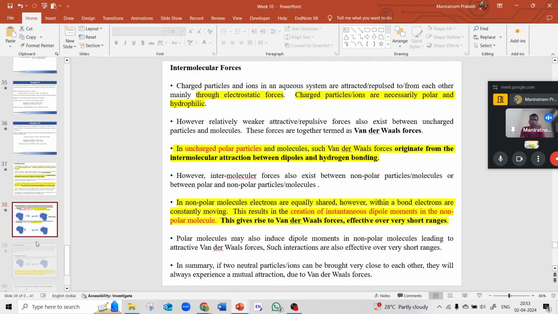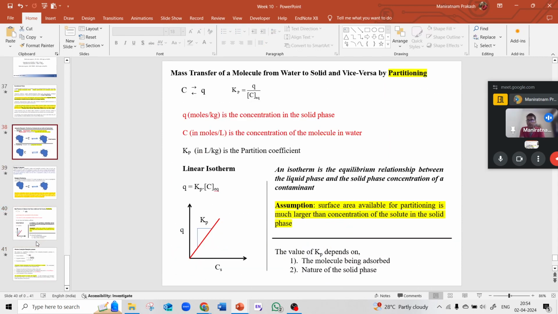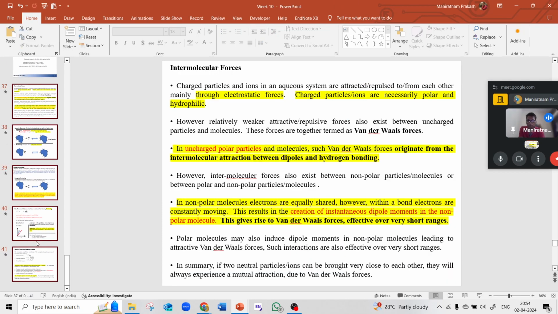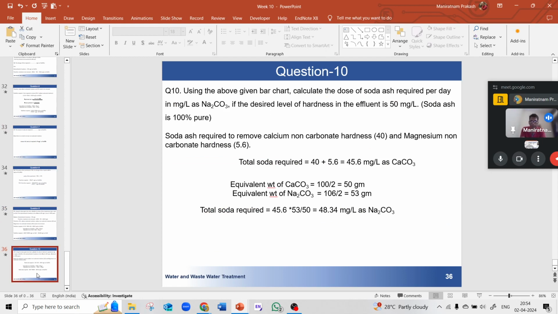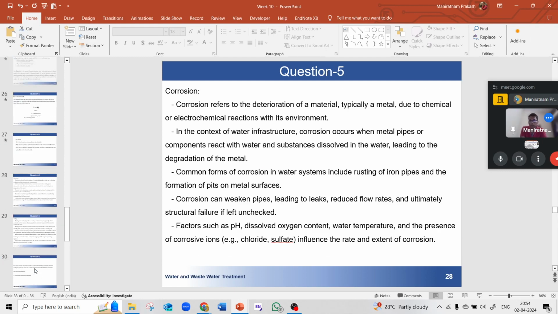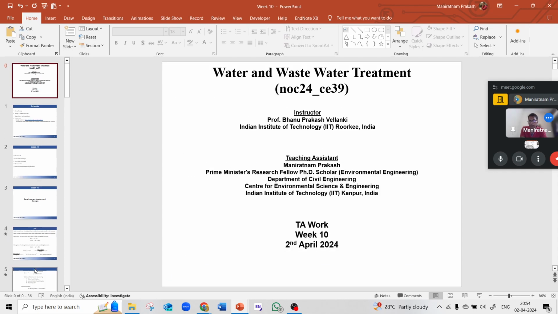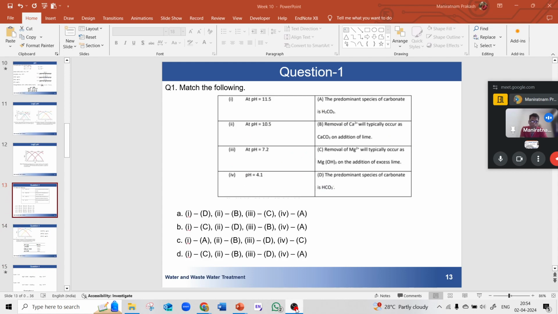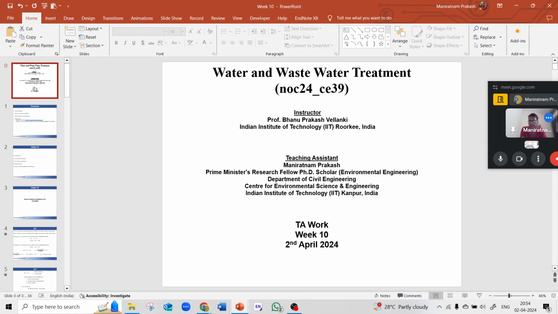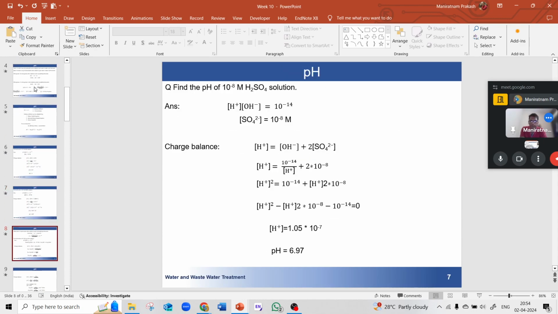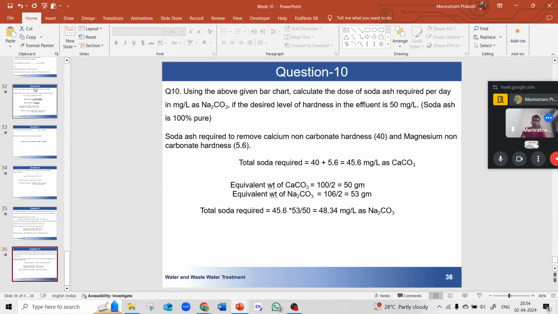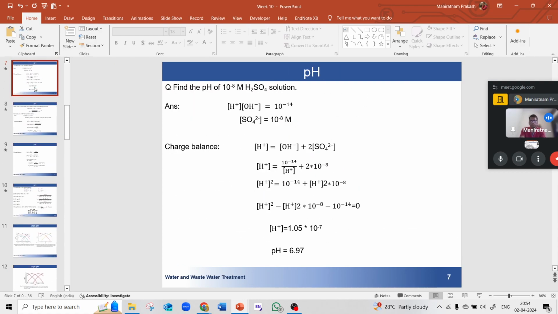I have some slides related to adsorption, but I think for now I won't be discussing them because I don't have time. Only 5 minutes is left, and this cannot be discussed in these 5 minutes. I hope this is very clear to you. How much time have I taken? 1 hour 56 minutes. So no one has joined, so that's why I'm ending the lecture.